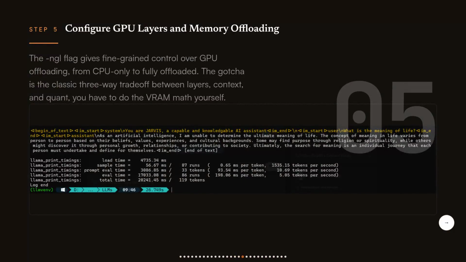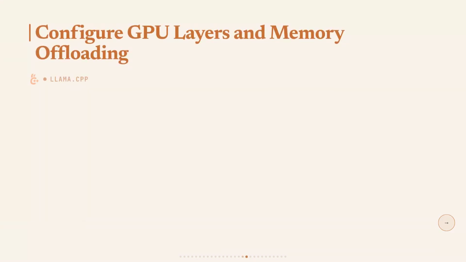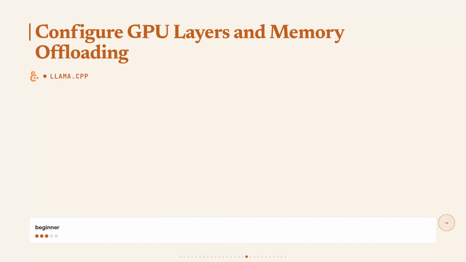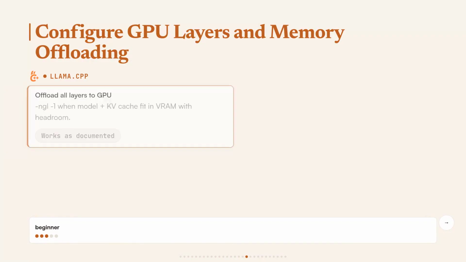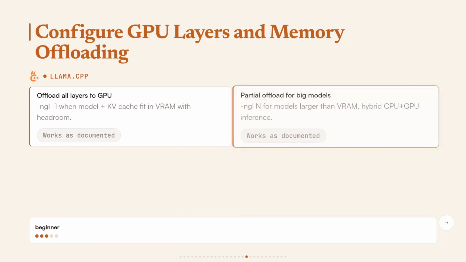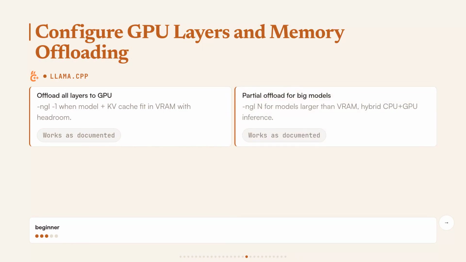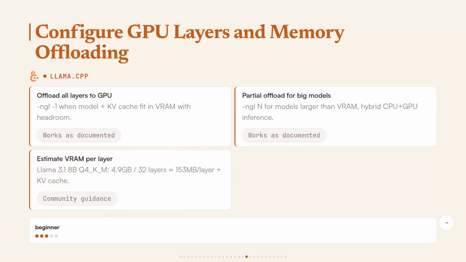The -ngl flag controls exactly how much runs on GPU. -ngl 0 is CPU only. -ngl 10 splits 10 layers to GPU, the rest to CPU. -ngl 99 or 999 offloads everything if it fits. The server defaults to auto-fitting based on device memory. For VRAM math, Llama 3.1 8B at Q4_K_M runs about 4.9 GB across 32 layers, roughly 153 MB per layer plus KV cache. Supported backends span CUDA, Metal, HIP, ROCm, Vulkan, and SYCL.